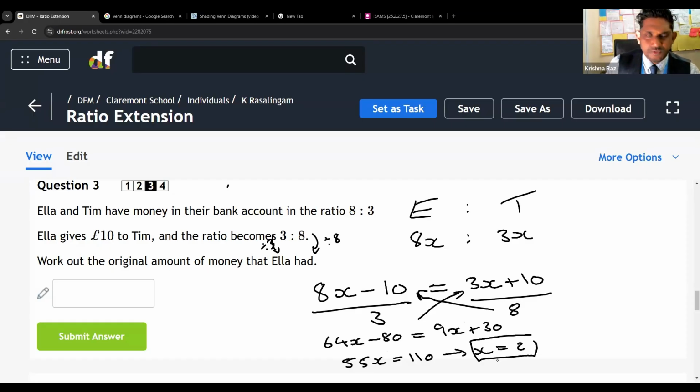So work out the original amount Ella had. Well, 8x, 8 times 2 is 16.